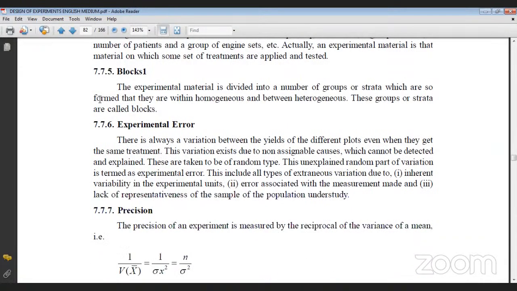Experimental error: there is always variation between the yields of different plots, even when they get the same treatment. The variation exists due to non-assignable causes which cannot be detected and explained. This is taken to be random. This random part of variation is termed experimental error. This includes all types of extraneous variation due to inherent variability in the experimental units, error associated with measurement made, and lack of representativeness of the sample of the population under study.